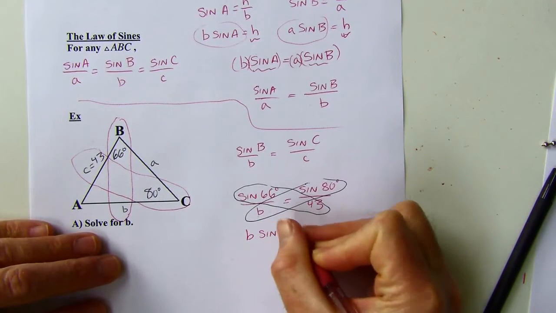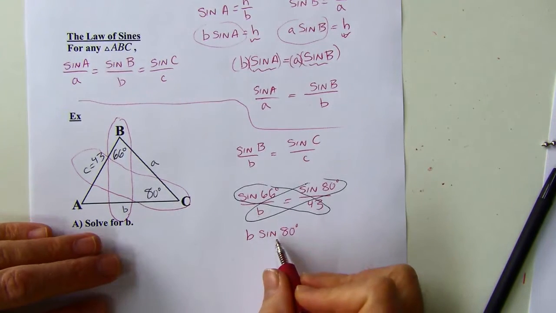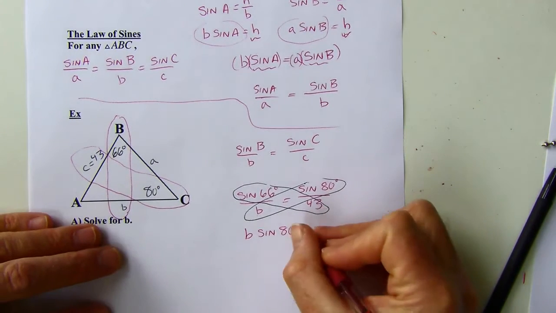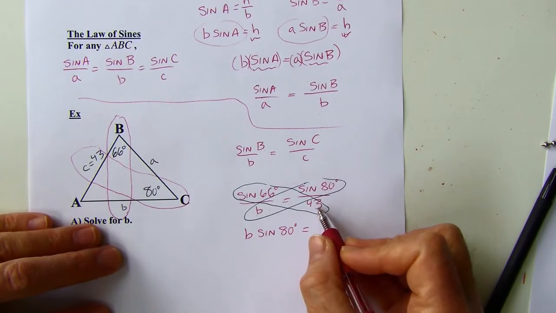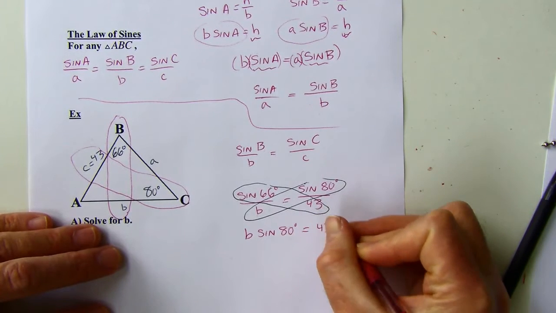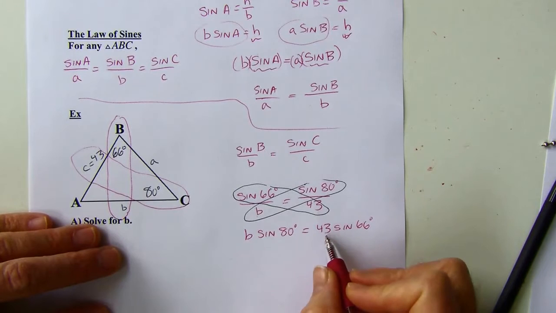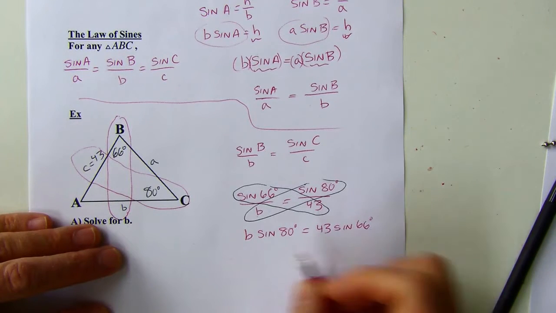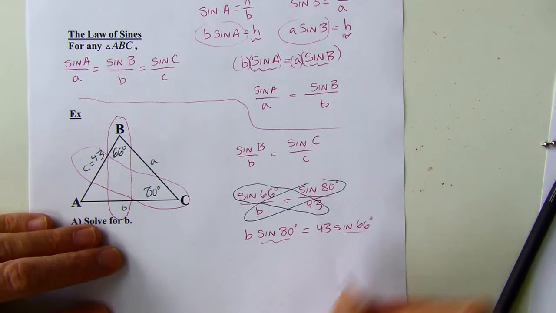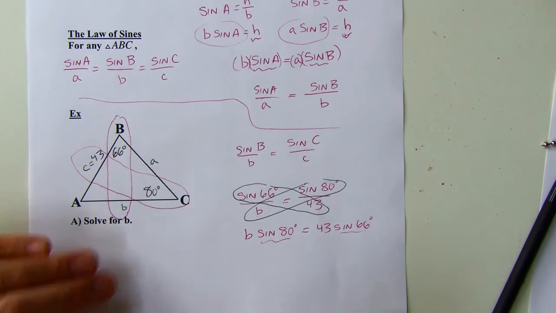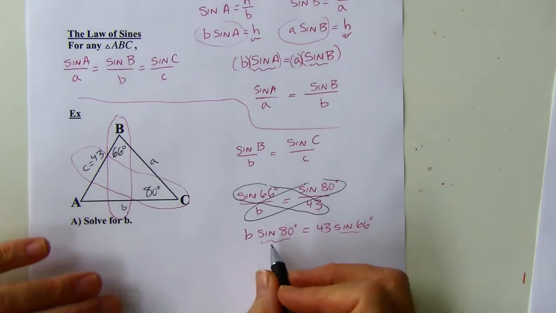Because I want to show that it's not inside of the sine, okay? And then on the other one, same way over here, I'm going to do 43 times the sine of 66 degrees. It's like a coefficient, right? It's 43 times whatever this decimal is, B times whatever that decimal is, okay? So I'm trying to solve this for B. I want to get B by itself.